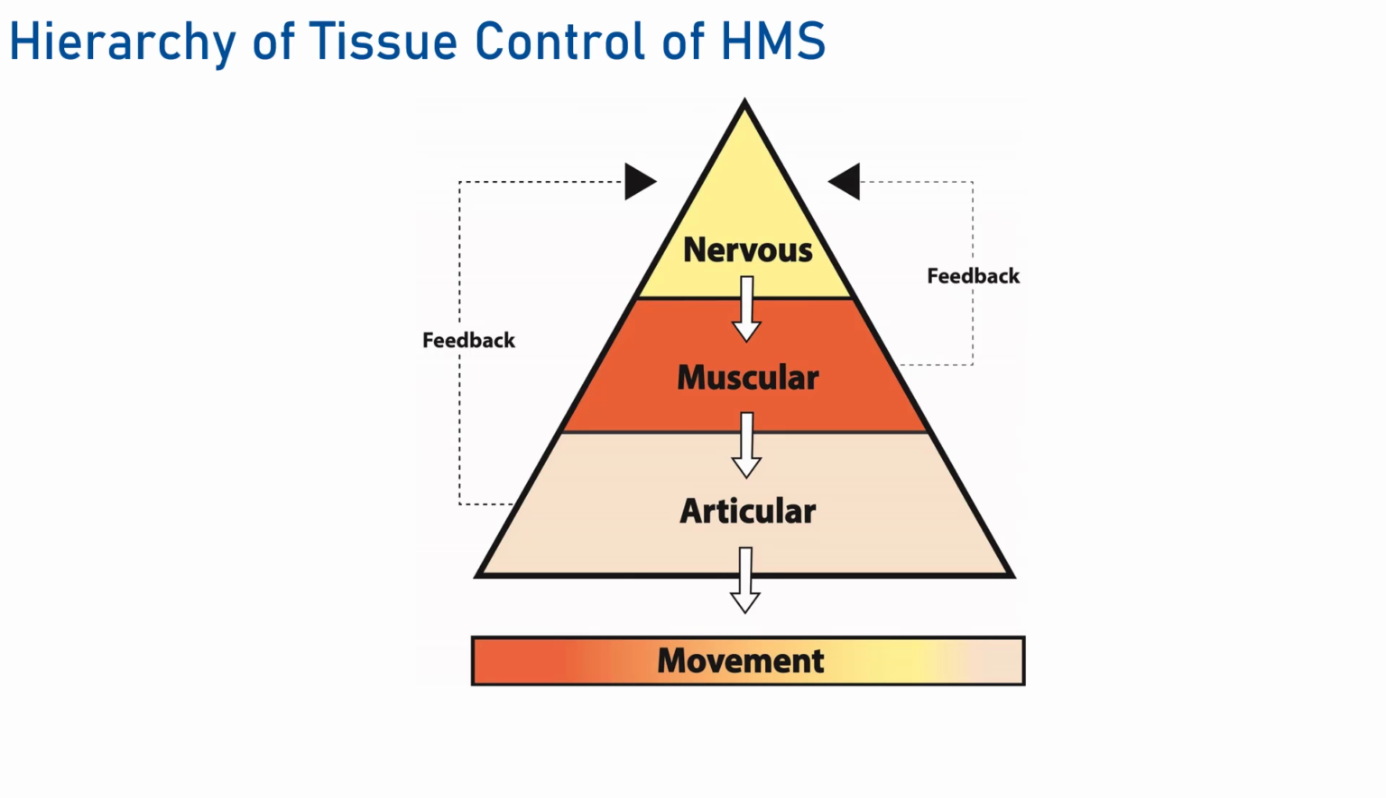And we get this slide again, this human movement system, this hierarchy of tissue control. And the way we look at this is that movement here, this is where the range of motion is going to occur, is down here. And this is a product of the articular system, so the joints, the shape of the joints, the ligaments, connective tissue. This is 100% controlled by the muscular system. The muscular system generates tension, and that tension is 100% controlled by the nervous system.